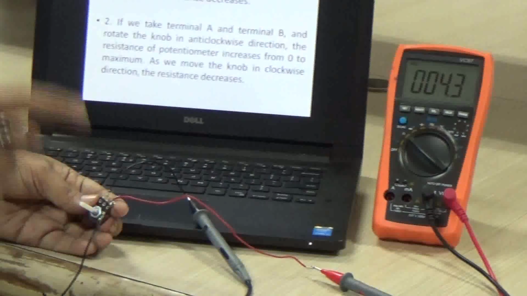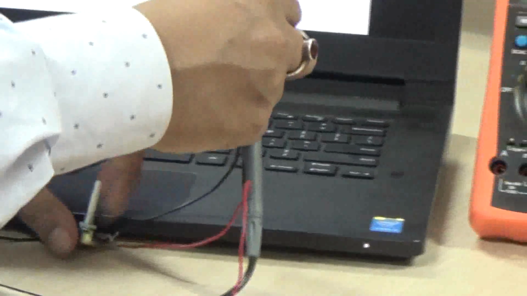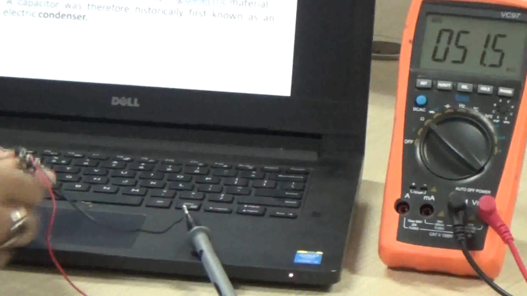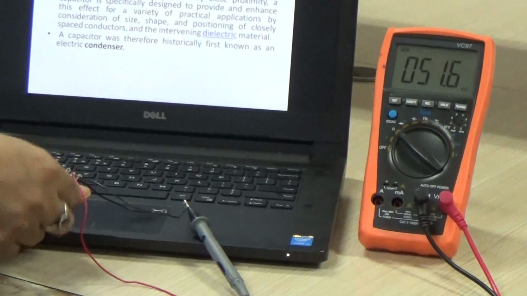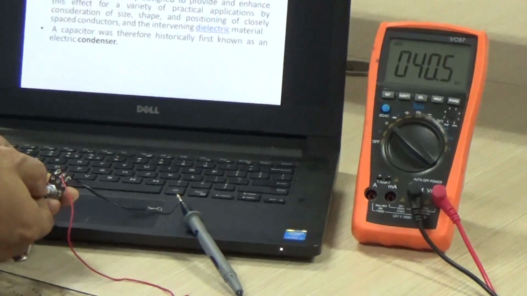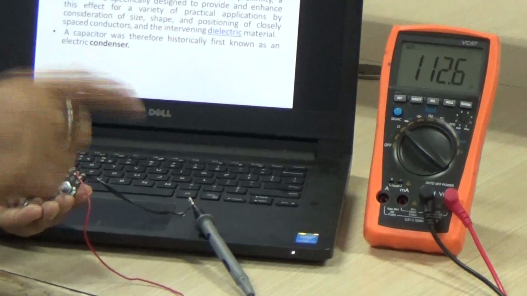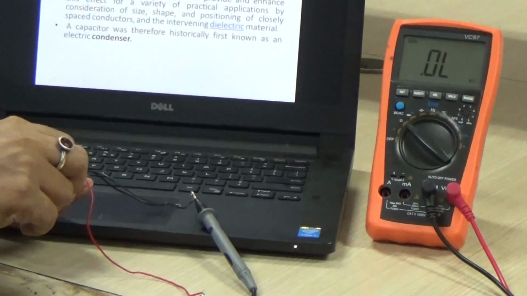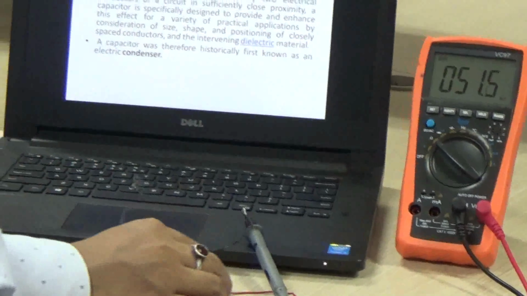Now if we connect terminals B and C and move in the anti-clockwise direction, its value decreases. This is the maximum value; if we move anti-clockwise, the value decreases, and if we move in the clockwise direction, its value increases. It is just the reciprocal of the previous case. Okay, so this is the potentiometer.